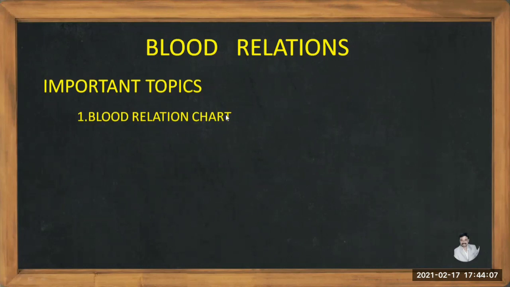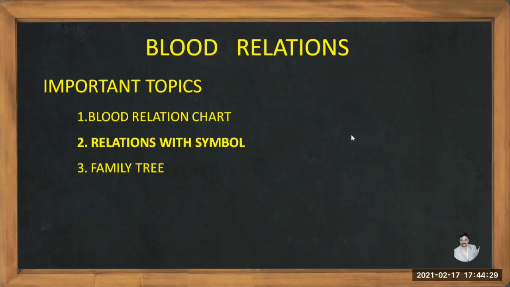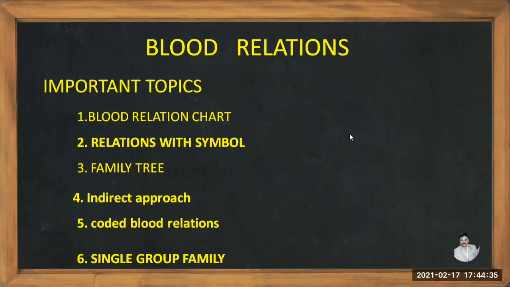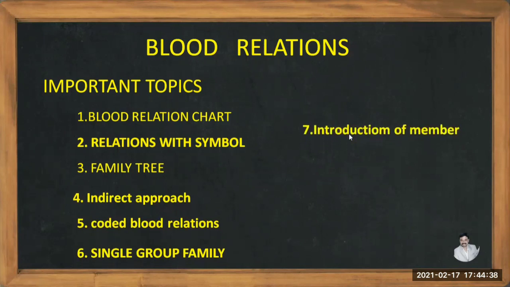Why? Because as we are Indians, we know the blood relations very well, isn't it? As family members, we know everything about blood relations. I will just show the chart, what types of relations there will be. The second one is relations with symbols. The third is the family tree, how to draw the family tree, which is most important, then the indirect approach, coded blood relations, single group family, and introduction of a member. These are all seven important topics I'm going to include in this tutorial, my dear friends.